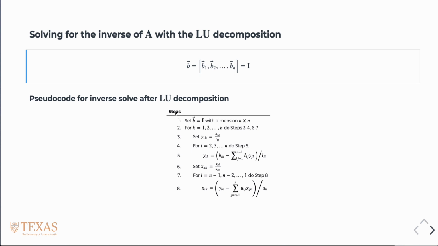And so there's the pseudocode for that. Basically, we just do the LU decomposition and then repeatedly solve one column at a time, doing the forward and back substitution to get the inverse.